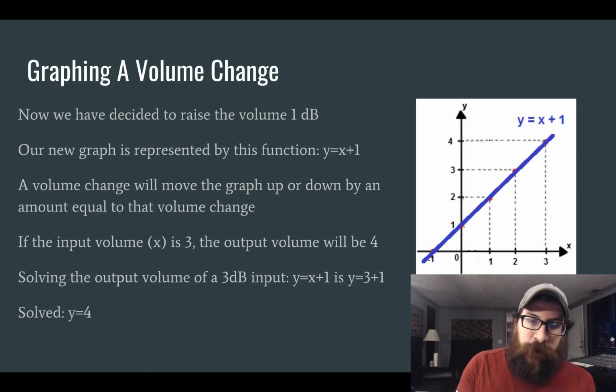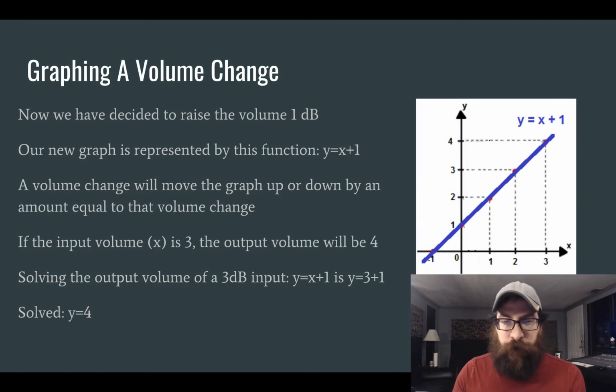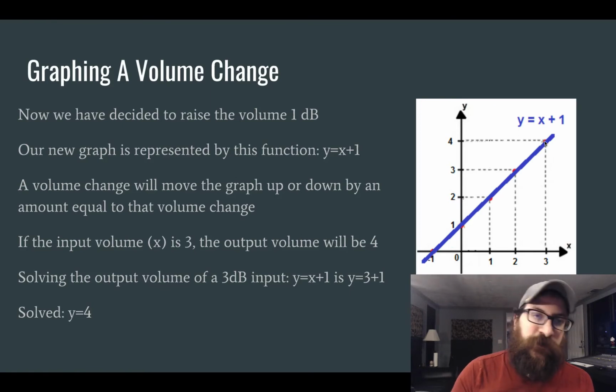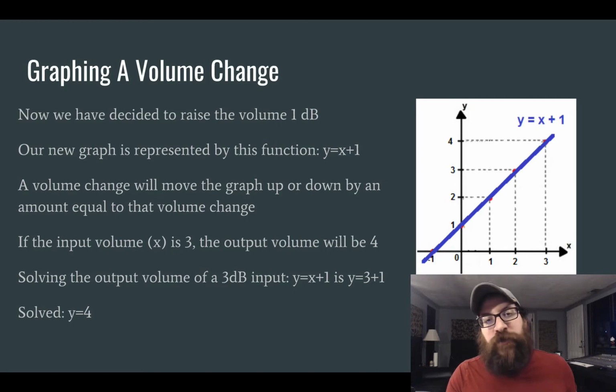If the input volume X is 3, the output volume will be 4, because X plus 1 equals 4, 3 plus 1. Solving the output volume of a 3 decibel input: Y equals X plus 1. We want X to be 3, so Y equals 3 plus 1. We solve it, Y equals 4. So X is 3, Y is 4. Our output is 4 when our input is 3, according to this function. All right, so now let's get into our compressor and why I just went over all of this.